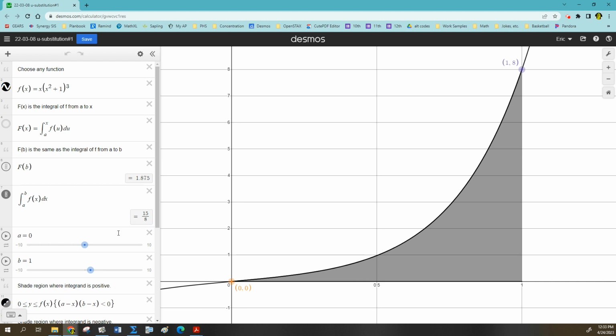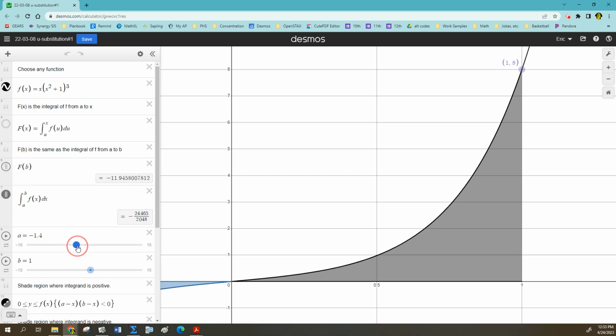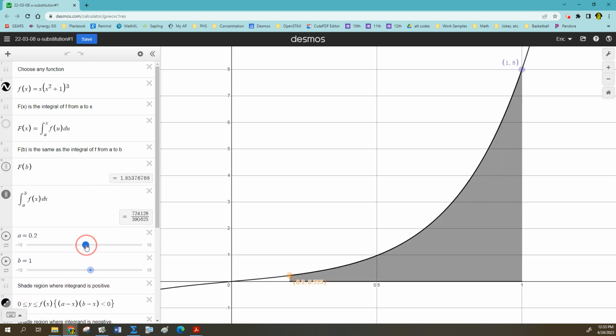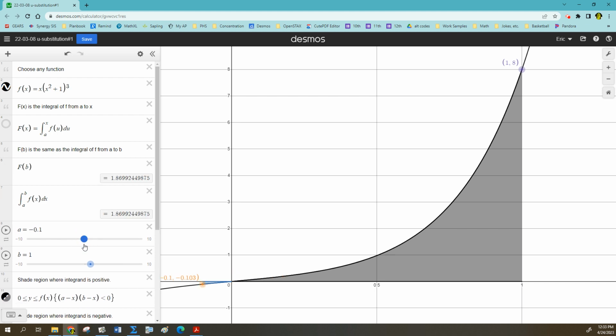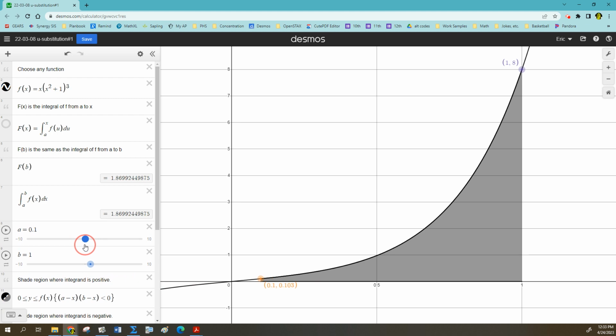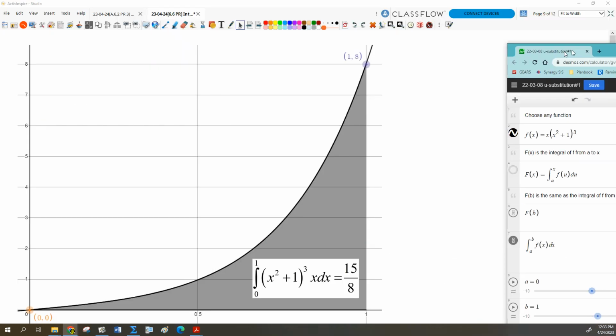Okay, if I change the value of a, I'm going to change the total integral, right? Okay, let's look at that. Get that back to where it was, right there.